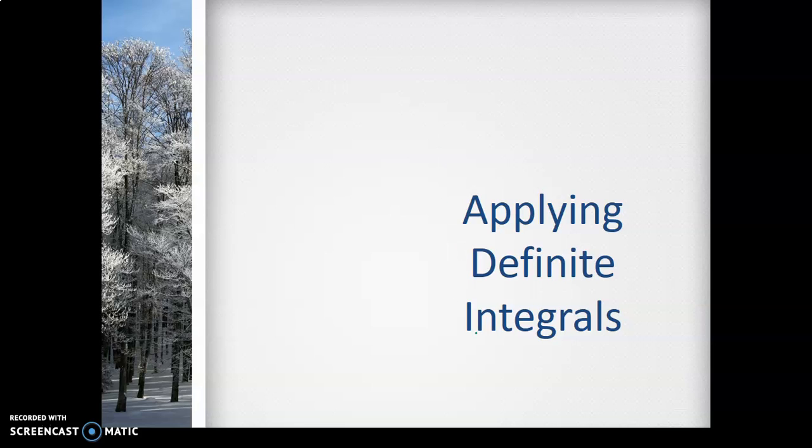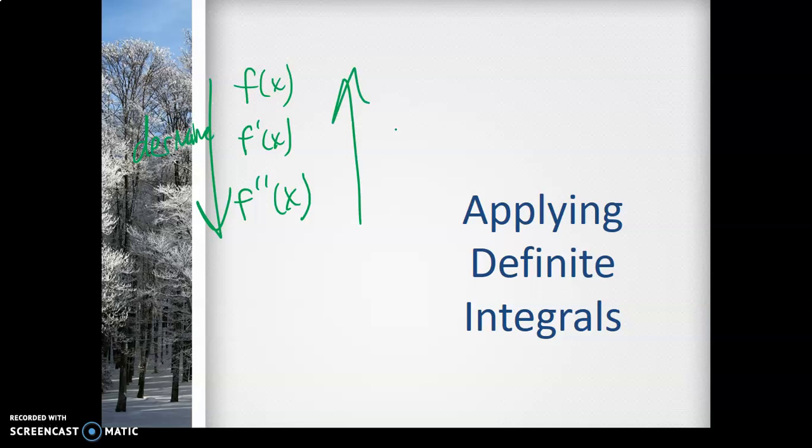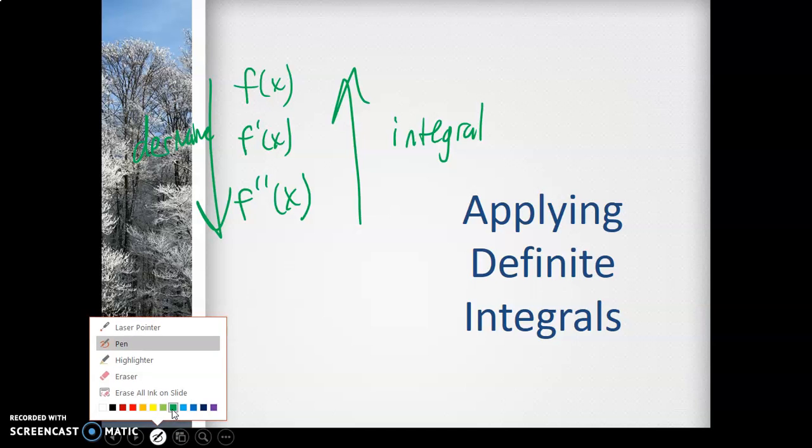The main thing to keep in mind when you're dealing with definite integrals on the AP exam is that if you start with an equation, and you take the derivative, and you take the derivative again, there's a relationship between these. When you go down levels, you're taking the derivative, and when you go up levels, you're taking the integral. Now, f prime and f double prime is just one example. You can do this with anything.